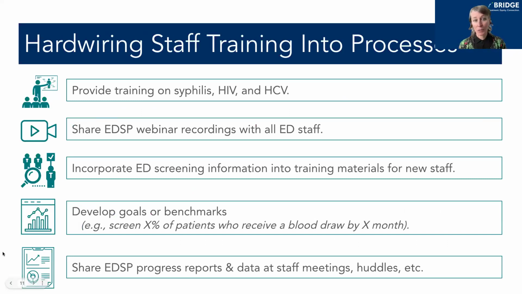So next is hardwiring training into processes. So first, provide training. There's a reason that in your contract, there is a deliverable for the clinical champion to share educational materials and training opportunities with ED staff about syphilis, HIV, and HCV screening and treatment best practices. This is a critical step to culture change and quality care. And remember that in the EDSP resources library, you'll find not just clinical references, but also patient navigator learning modules, patient-facing educational materials that can facilitate these topics for a wide variety of staff.